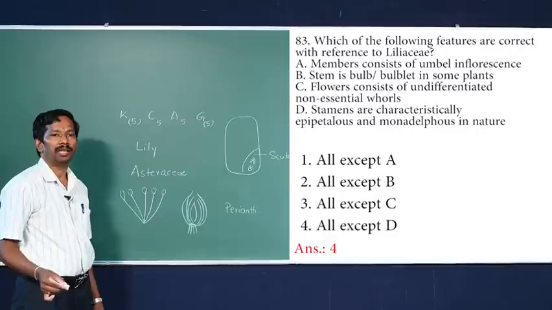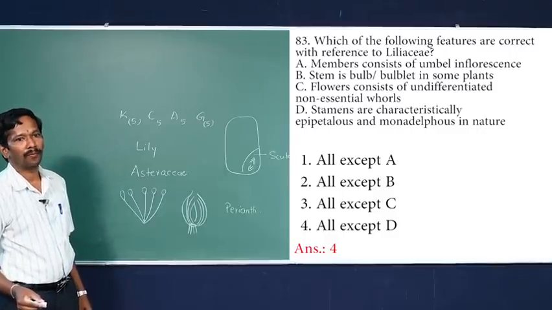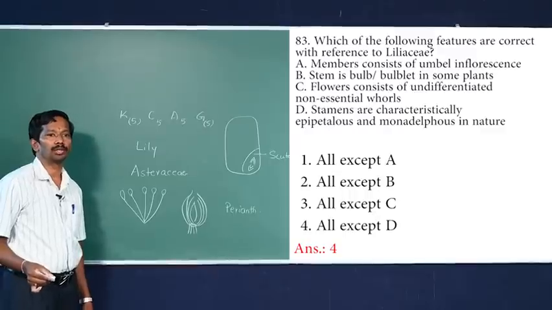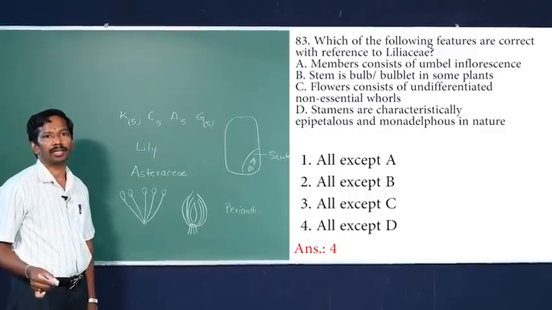Stamens are characteristically epipetalous and monadelphous in nature. That is wrong. It should be epiphyllous and free stamens are present. So therefore all except D, the fourth option, is the answer for 83.